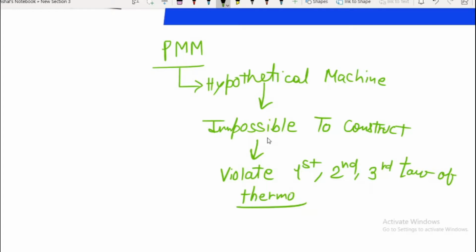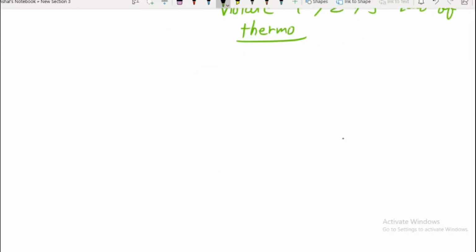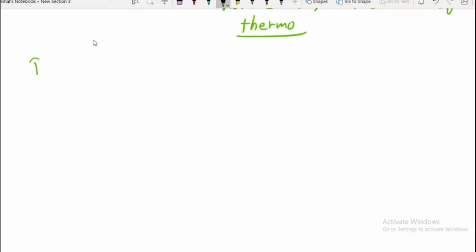So now we will define how many types of perpetual motion machine there are. There are three types of perpetual motion machine basically. We are dividing the perpetual motion machine in three parts: PMM1, PMM2 and PMM3. Okay guys, let's first discuss the perpetual motion machine of the first kind. It is impossible because it violates the first law.